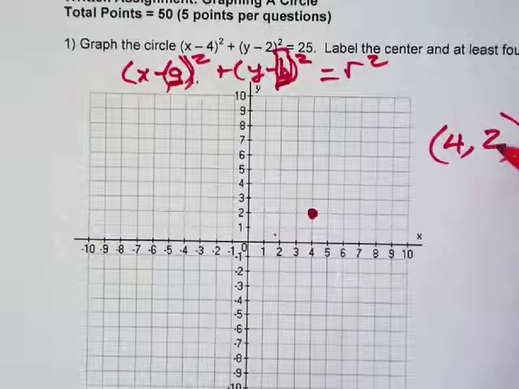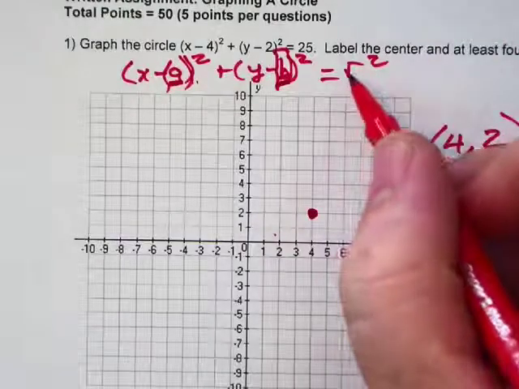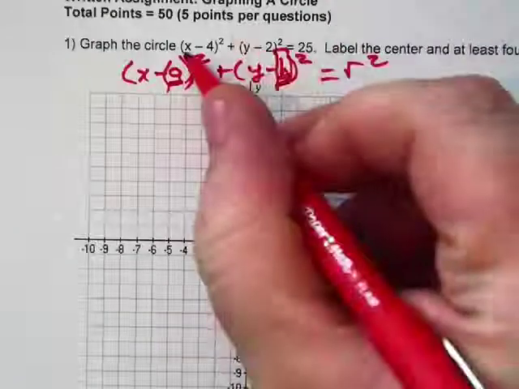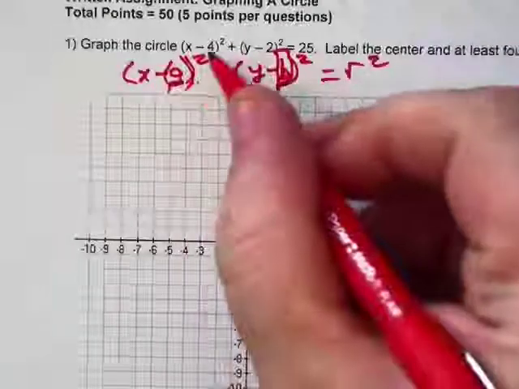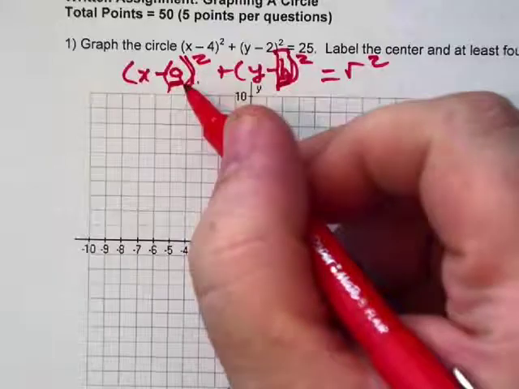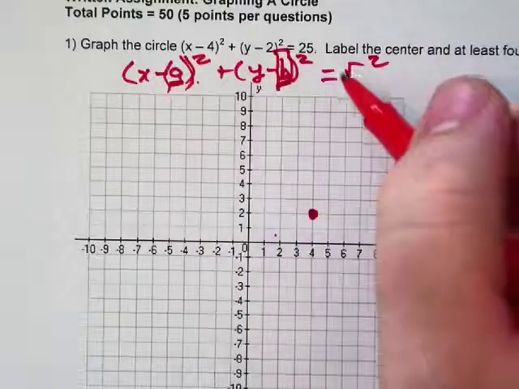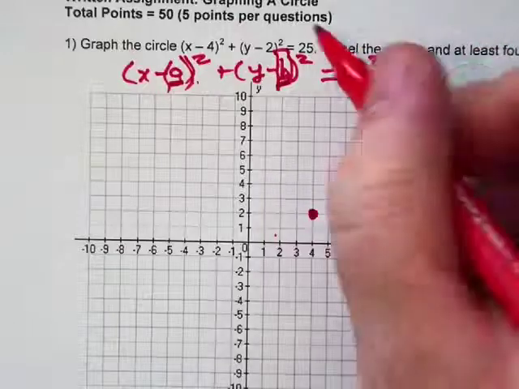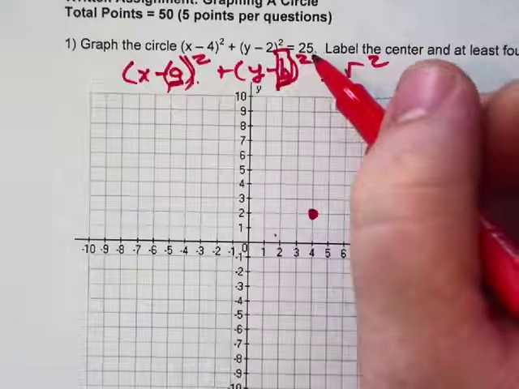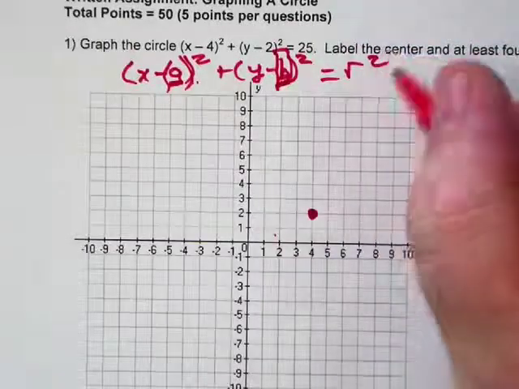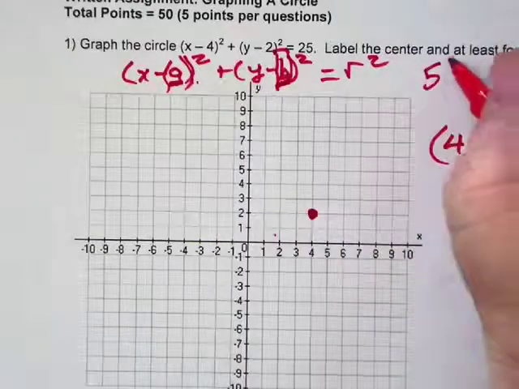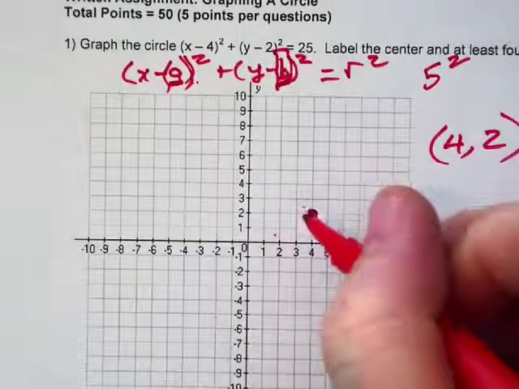We have the center. How do we find out what r squared is? Well, look right here. It's in the same format that we just wrote. So (x minus 4) squared plus (y minus 2) squared equals the radius squared. Well, what's that? That's 25. So what squared is 25? That would be 5 squared. So we see the radius is 5.